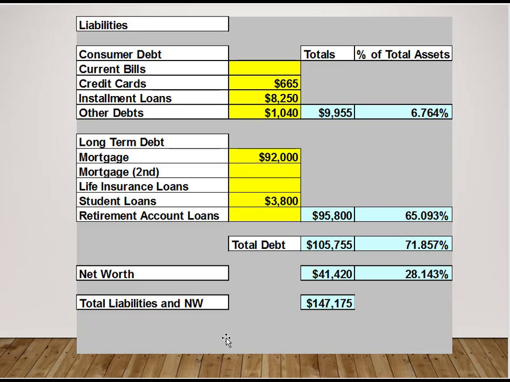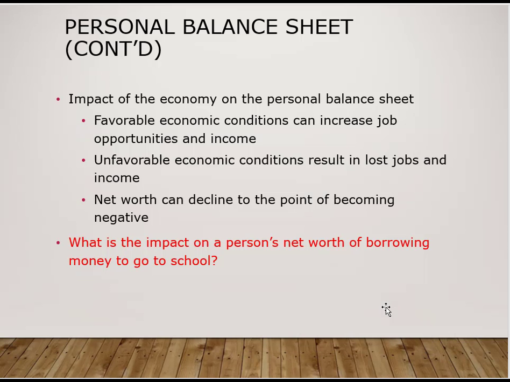Again, if you paid off all of your debt, converted everything into cash, this is how much money you would have to spend for the rest of your life. Hopefully you recognize that that's probably not enough. So what happens? How does the economy affect our balance sheet? Obviously, good economic conditions are going to be favorable: better job opportunities and income. Maybe we'll lose jobs in a bad downturn. But net worth can decline to the point of actually becoming negative.